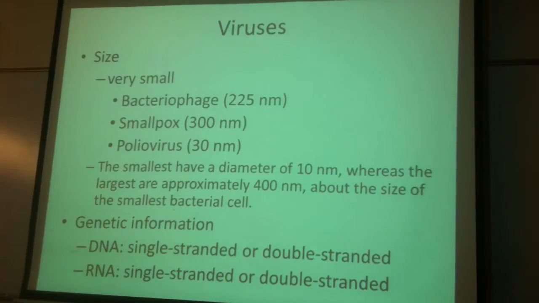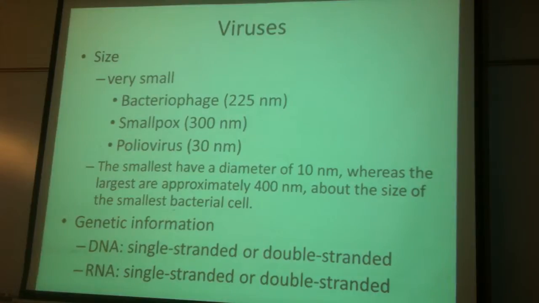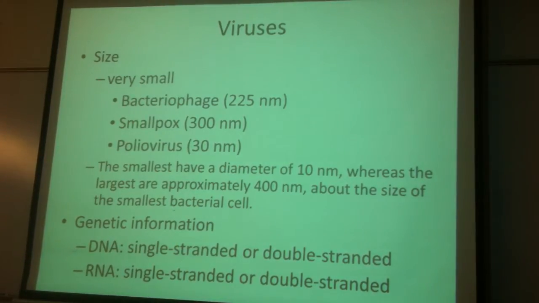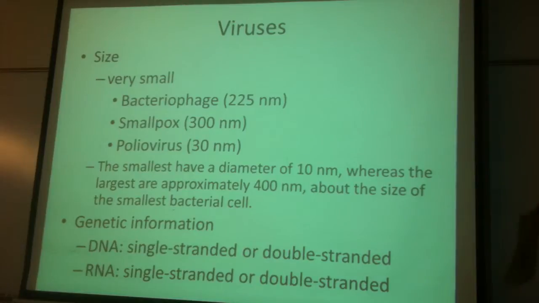Okay. Viruses are very small. We're talking nanometers. The smallest have a diameter of about 10 nanometers, whereas the largest are approximately 400 nanometers. Their largest is about the size of the smallest bacterial cell. So overall, you're like, okay, really small.